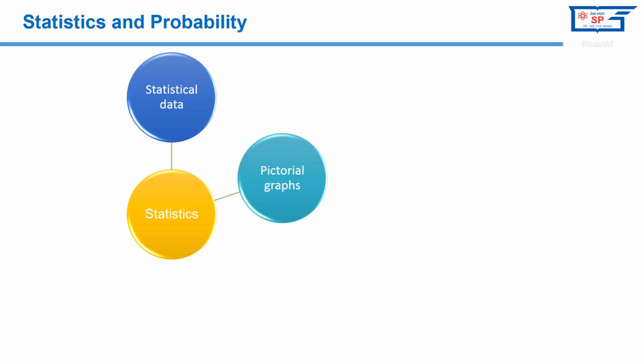Pictorial graphs are introduced from grade 2. Primarily, students only need to read and describe data in pictorial graphs and make simple observations. Bar graphs are introduced from grade 4. Students only need to read and describe data in bar graphs, organize data into bar graphs, and make simple observations without the need to draw the graph.